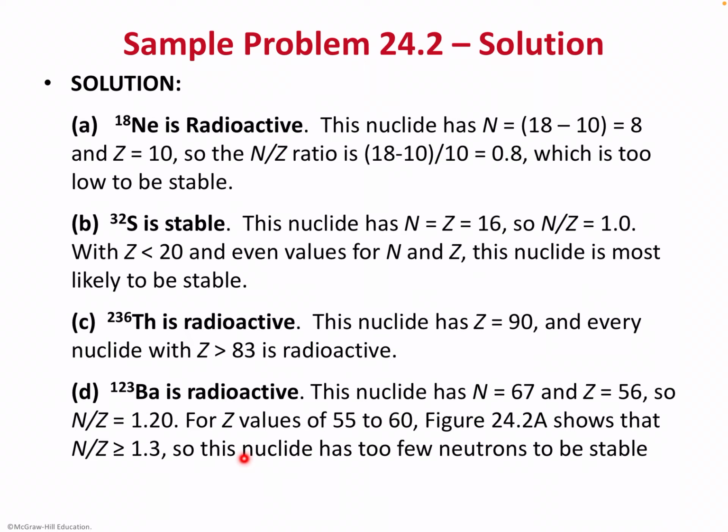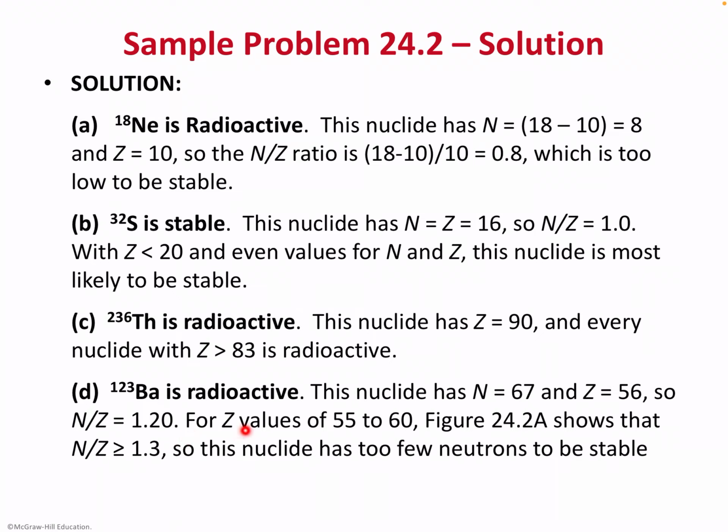And then barium 123. You look up barium and find where it is located in the periodic table. It is atomic number 56, so the number of protons is 56. Then the number of neutrons would be 123 minus 56, which would be 67. And then we're going to look at the N over Z ratio. 67 over 56 would be 1.2.